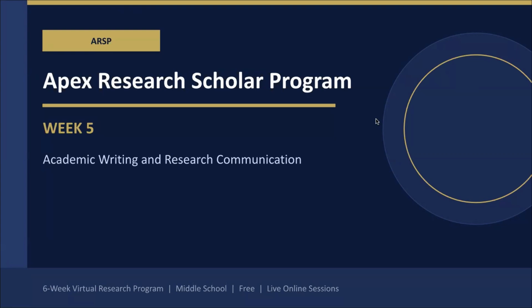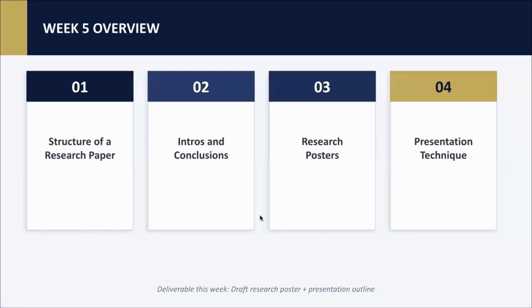So this is the Apex Research Scholar Program, and we are on week 5. This week we're going to be talking about academic writing and research communication. So, week 5 overview. Number 1, the structure of a research paper.